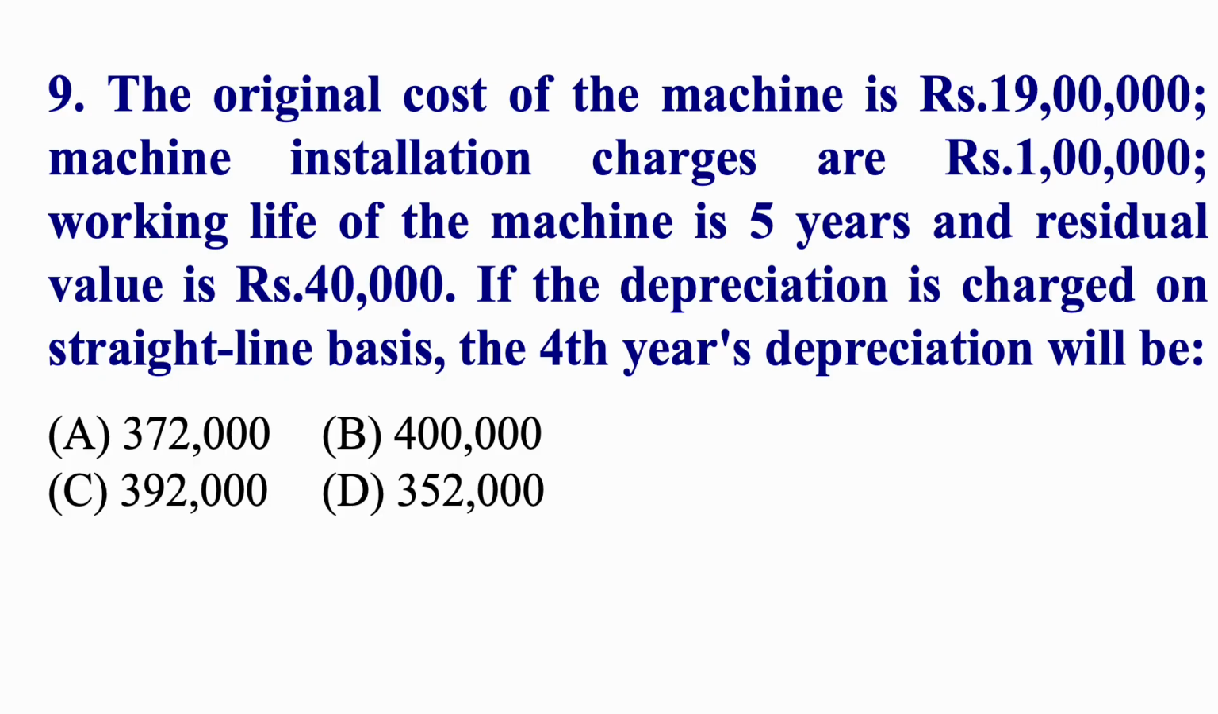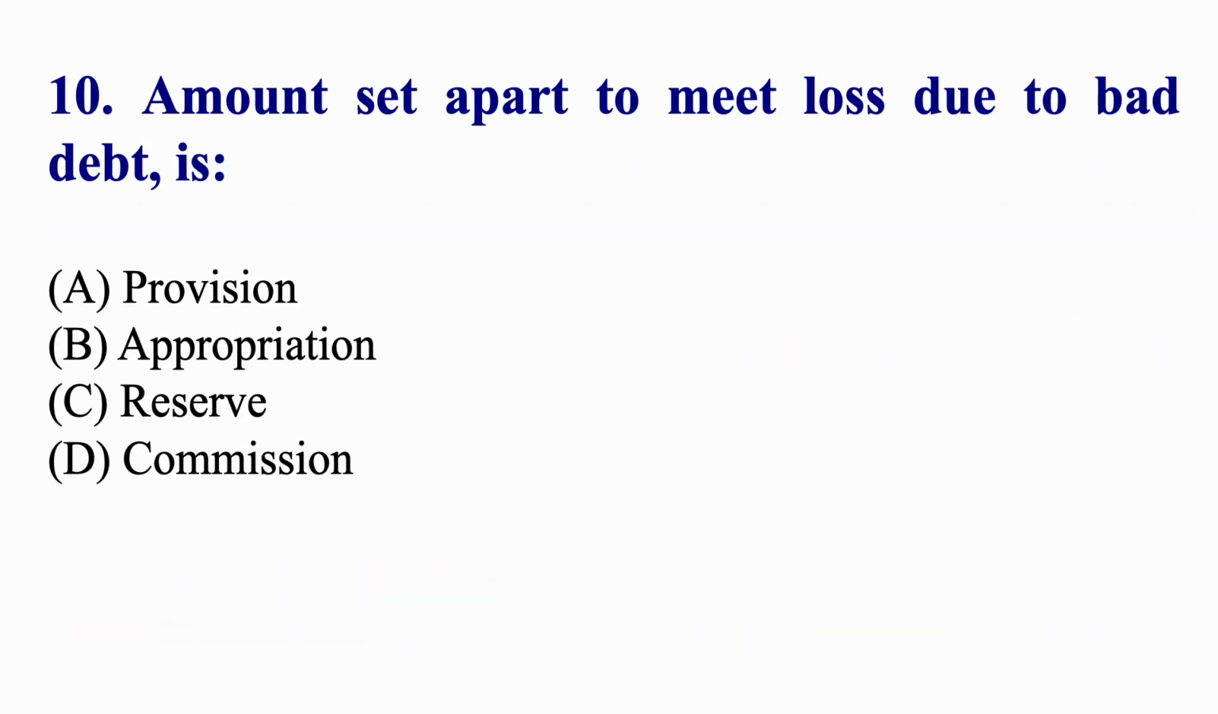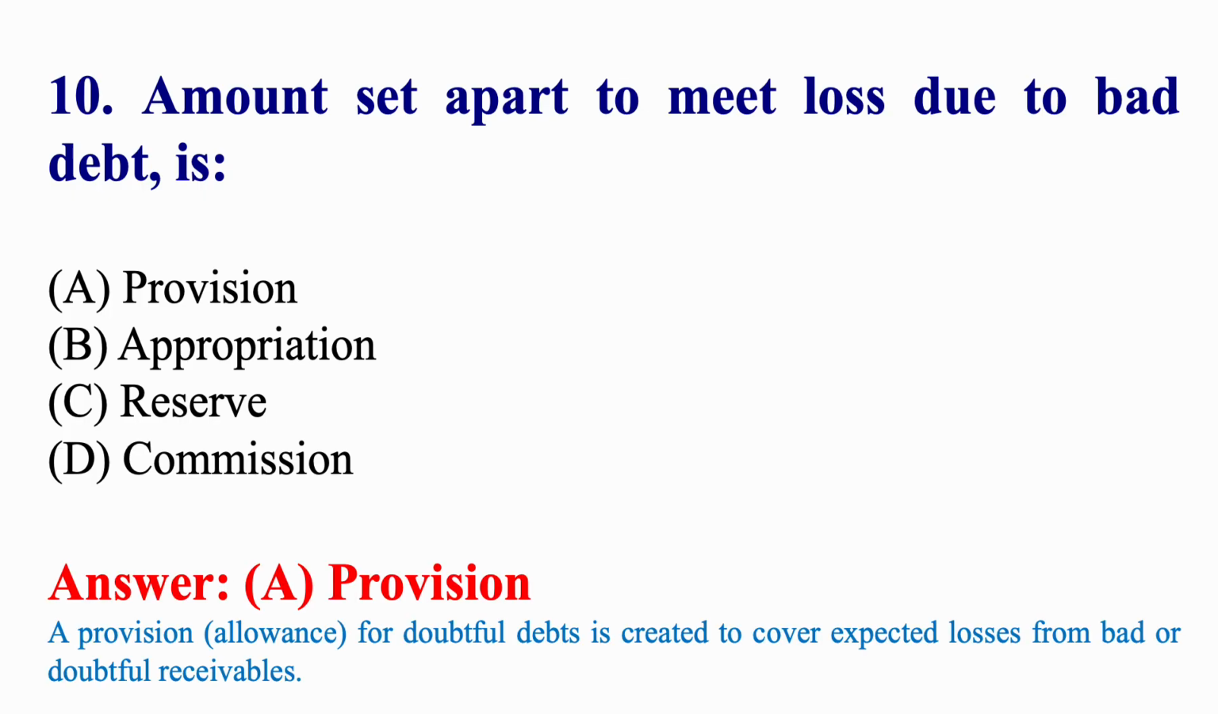Machine installation charges are rupees 1 lakh. Working life of the machine is 5 years and residual value is rupees 40,000. If the depreciation is charged on straight line basis, the 4th year's depreciation will be rupees 3,92,000. Amount set apart to meet loss due to a bad debt is provision.